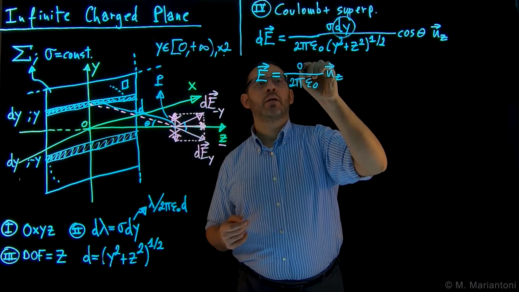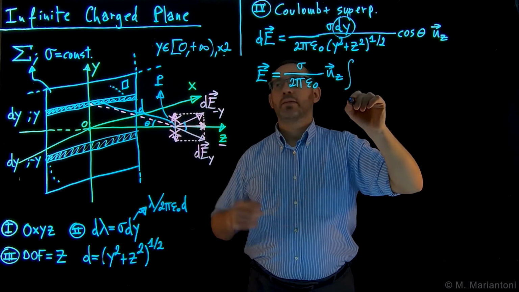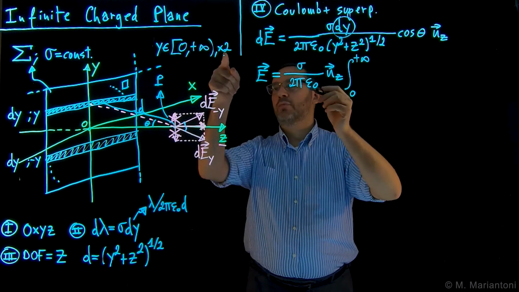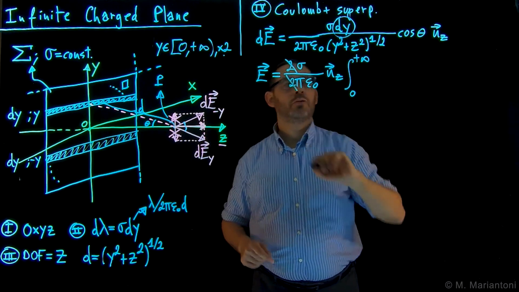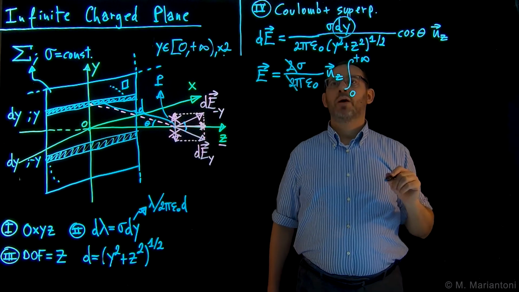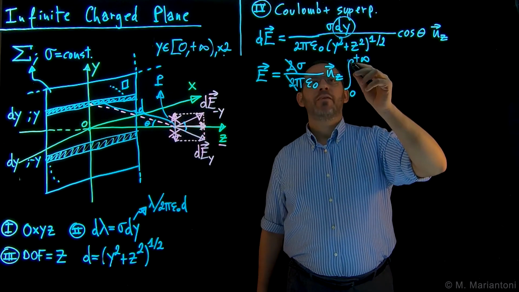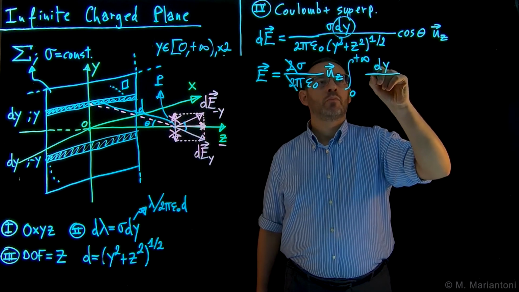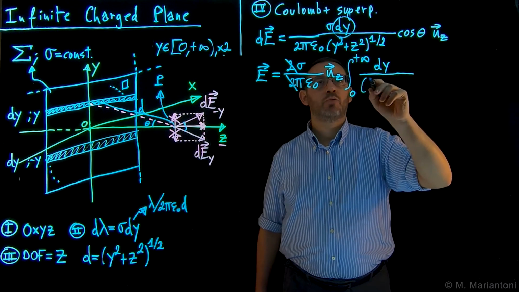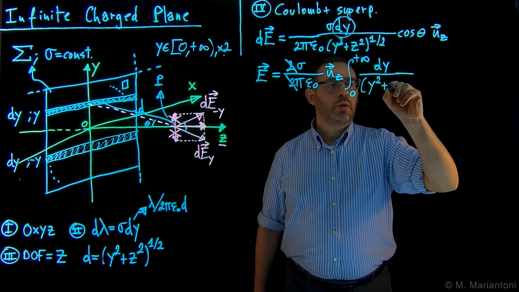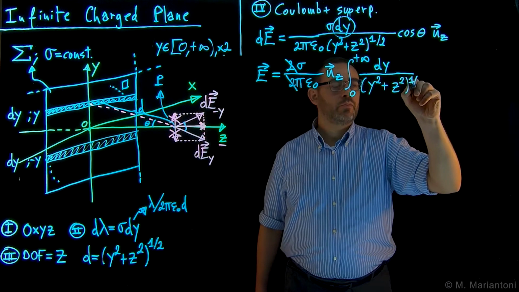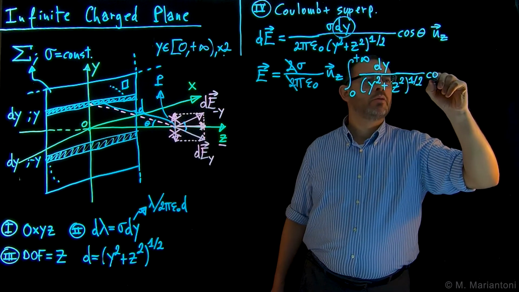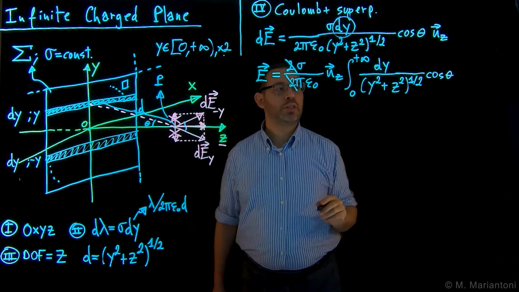Here we have sigma. Then we do the integral. Instead of from minus to plus infinite, from 0 to plus infinite is the same thing. So if I do from 0 to plus infinite, I need to multiply by 2, and these 2's go away. And in the integrand, we are left with dy divided by the square root of y squared plus z squared times the cosine of theta, which we can keep as such. You don't have to rewrite it, and uz we already put there.